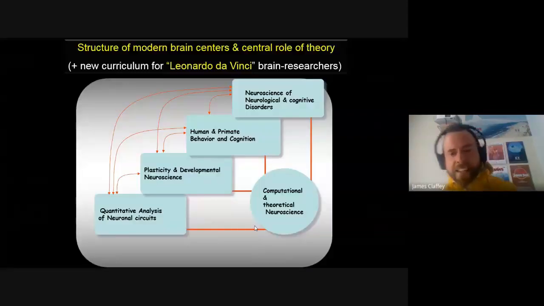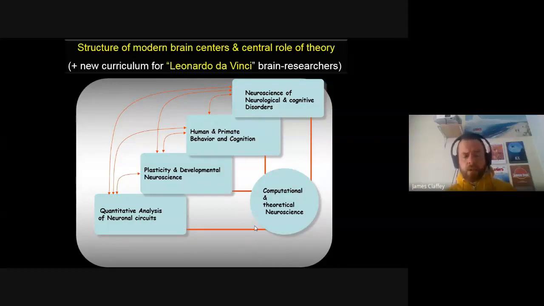Then again, the structure of modern brain centers works off neuroscience and neurology and cognitive disorders. They look at cognitive disorders, like we said, Alzheimer's, dementia, anything associated with brain disorders, human and primate behavior and cognition. So there's still lots of research being done with different great apes, and certainly with bonobos, which are 99.2% genetically identical to us. So huge amounts are still being done in terms of that.